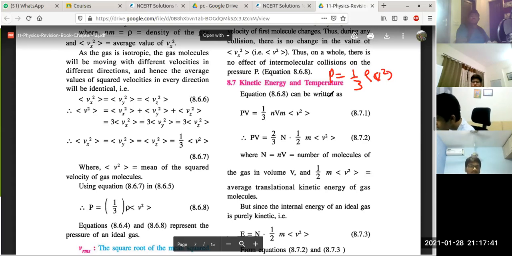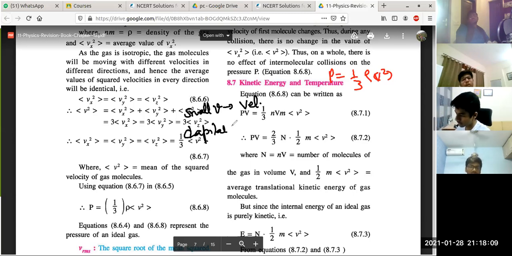Now, if you multiply volume on both sides, also note this: small v is velocity, and I told you a while ago, small m is the mass of each gas molecule, and capital M is molecular. Small v is velocity and capital V is volume.